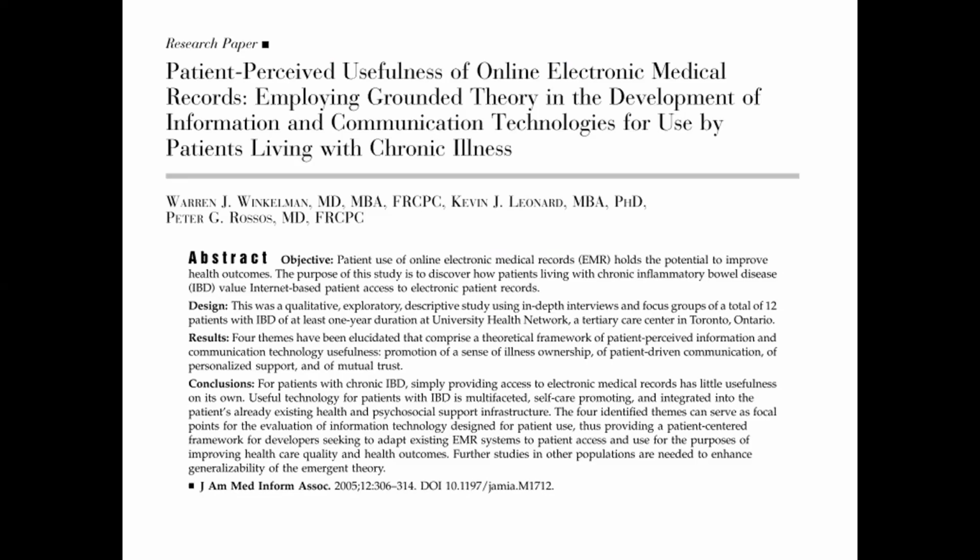In that, the objective they took was that patient use of online electronic medical records holds the potential to improve healthcare outcomes. The purpose of the study is to discover how patients living with chronic inflammatory bowel disease value internet-based patient access to electronic patient records. So in that, they are using grounded theory in the development of information.